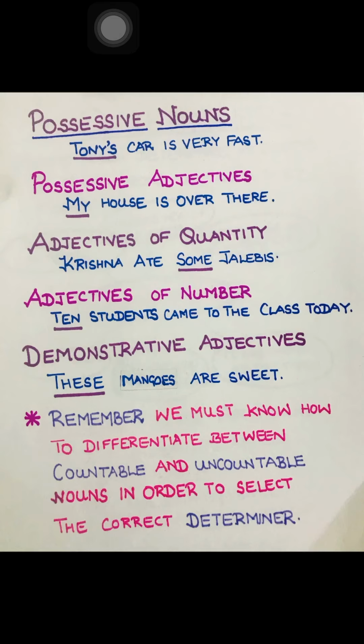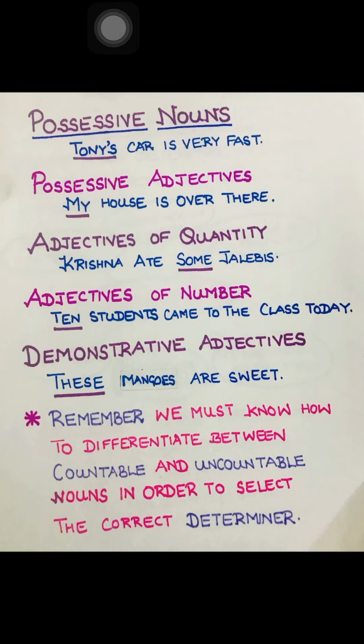Again I would start with an example. Krishna ate some jalebis. See, quantity, definitely you all must be aware of its meaning, right? So, I would again say the example, Krishna ate some jalebis. That means the extent of something is being told to us. So, in the sentence, we find the adjective of quantity, that is some, is modifying the noun which is jalebis.